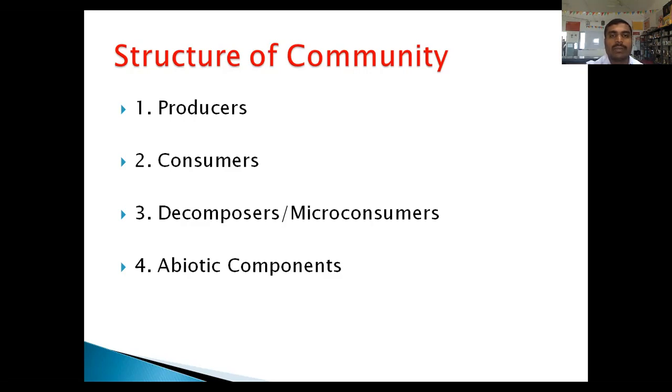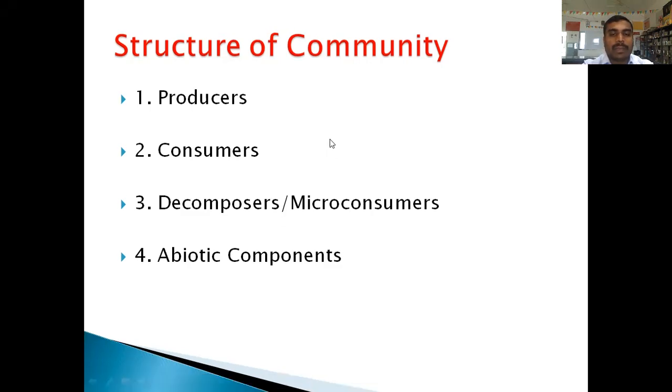Decomposers or microorganisms, also called micro consumers, are also called saprophytes. They are living components. They survive on dead and decaying material in the community or environment, and their role is to decompose that material into simple substances. They may be simple organic or simple inorganic substances, and in this way their role is very essential in the community, and hence they are also part of the structure of community.